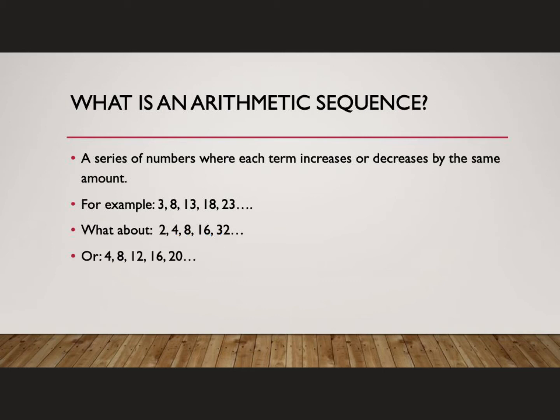Finally, what about this one? 4, 8, 12, 16, 20. I know the next number would be 24. Here I'm simply adding 4 to each term. So the number that it increases or decreases by is called the common difference.